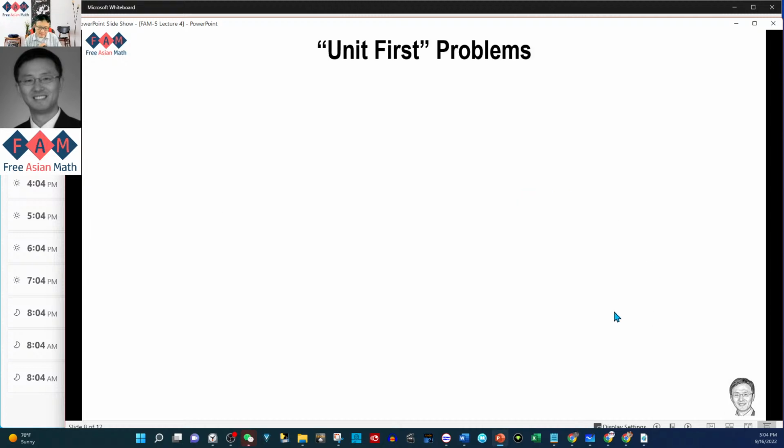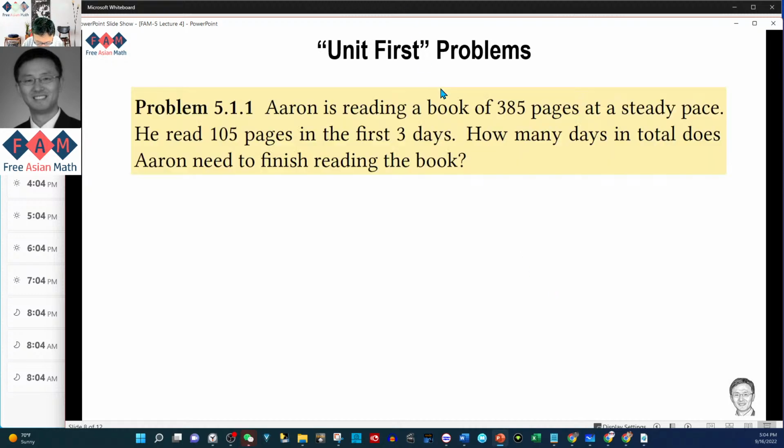Okay, so let's talk about a very simple but very important and kind of building block type of classic word problem, what we call a unit first problem. Let's look at an example, all right?